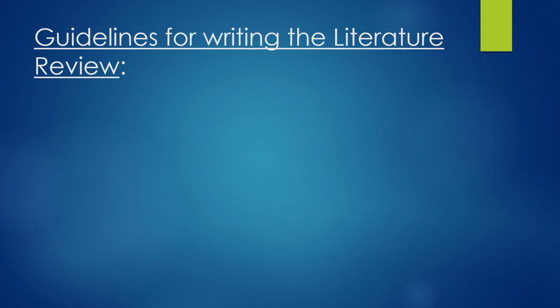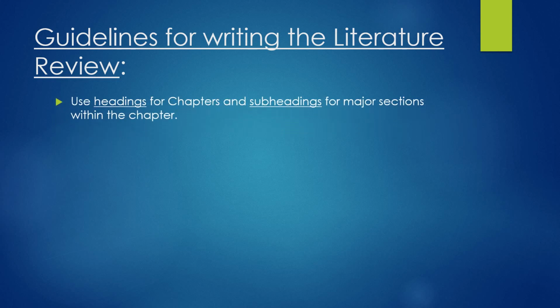Guidelines for writing the literature review. It's very helpful, in fact, I would say required, to use headings for chapters and subheadings for major sections within the chapter. That's actually a really helpful way to go about writing the literature review. Make sure your chapters have headings, so they're usually centered in the center of the page. Subheadings are usually off to the left in a little bit smaller font. They're both usually bold-faced. We'll definitely be able to see some examples of these in the course of the next couple weeks.